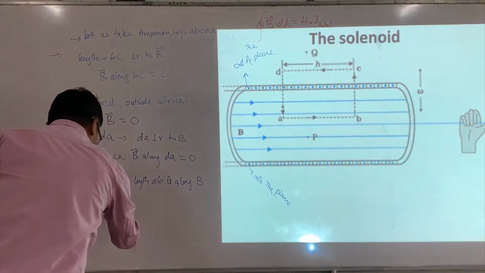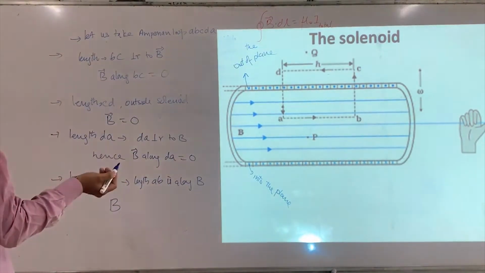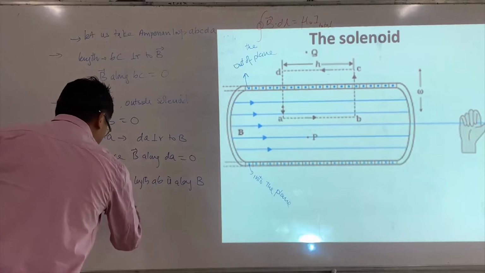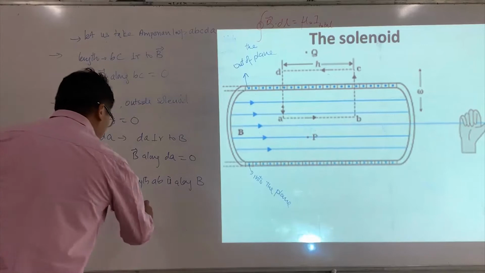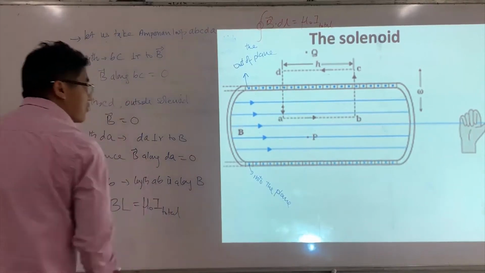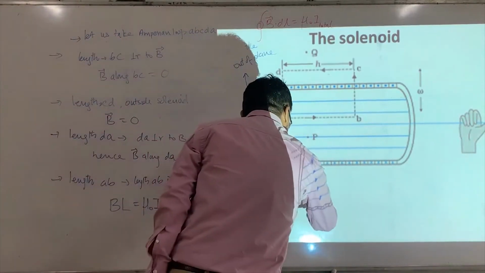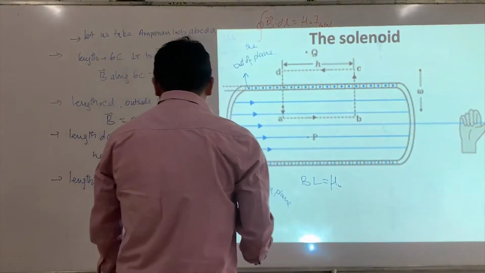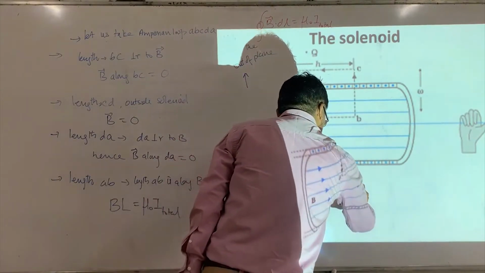B is along AB, therefore cos 0 is 1, and the length is L. Let's say the length is L, which is equal to mu naught times the total current. So B L equals mu naught I total.